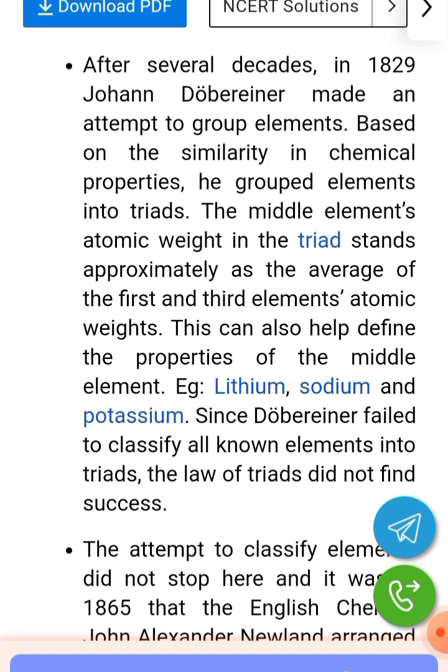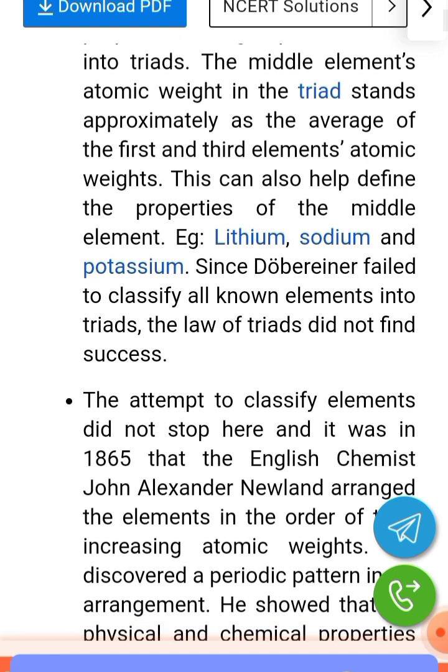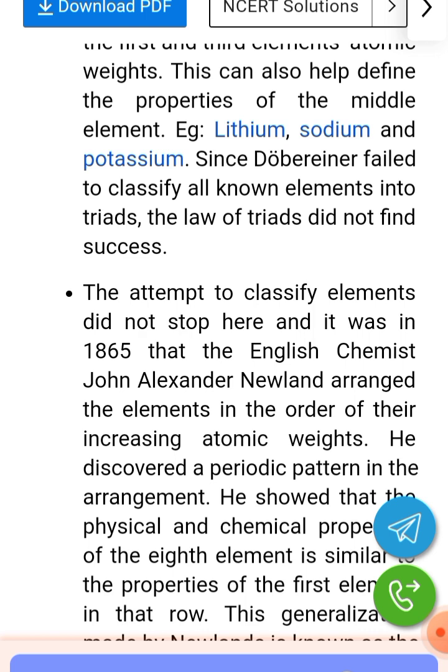He grouped elements into triads. That means this person derived the law of triads. So derived the law of what? Triads. He groups elements into triads. The middle element's atomic weight in their triad stands approximately as the average of the first and third element's weight. This can also help define the properties of the middle element, e.g. lithium and so on. So this scientist was the one that discovered the law of triads. Take note of that.